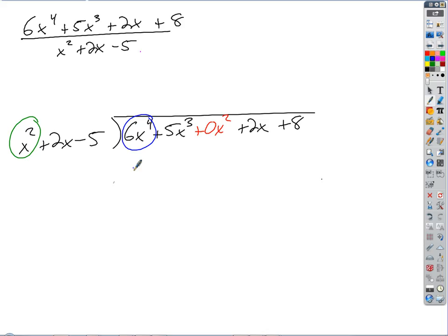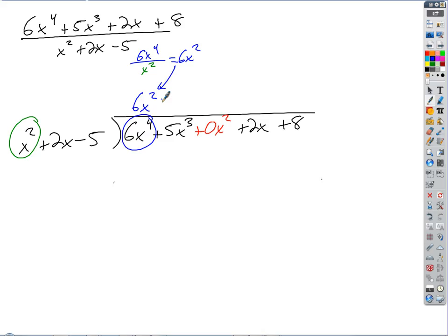We could just say 6x to the 4th divided by x squared equals what? 6x squared, right? x to the fourth over x squared just gives us x squared. When we divide like bases, we subtract the exponents, right? So then once we get a number up here, that's our 6x squared.